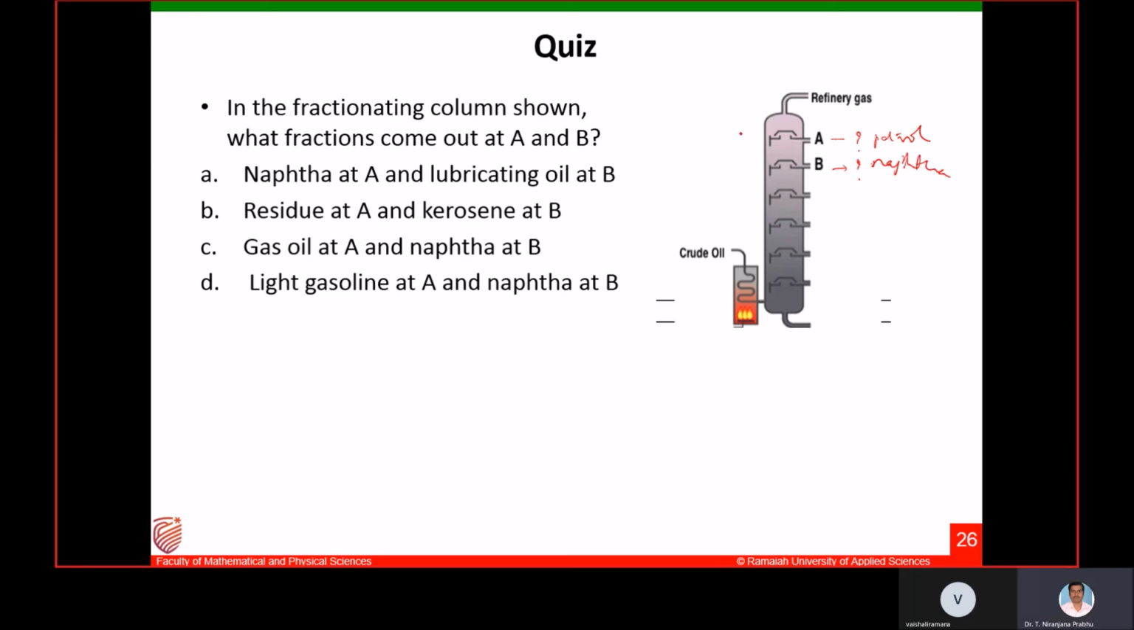This is there in the previous slide as a refinery diagram is given. If you look at that, you can find this answer. Petrol and naphtha will be there depending on their boiling point.